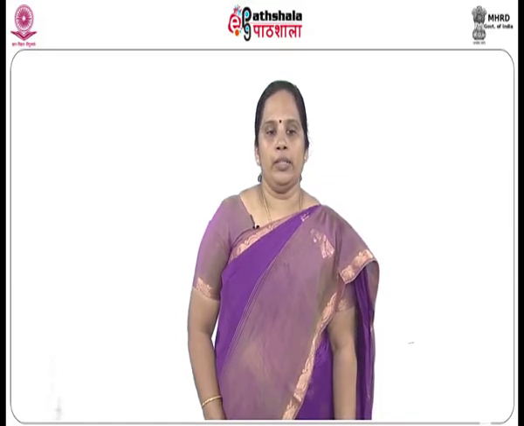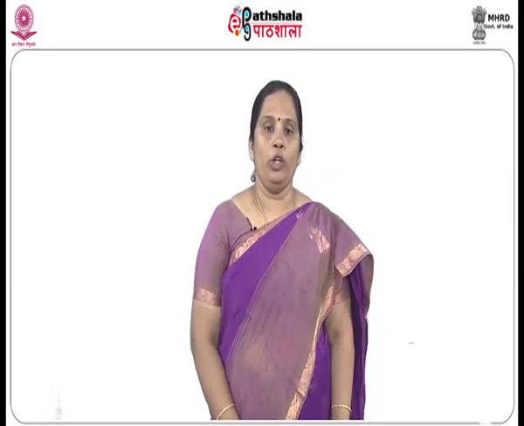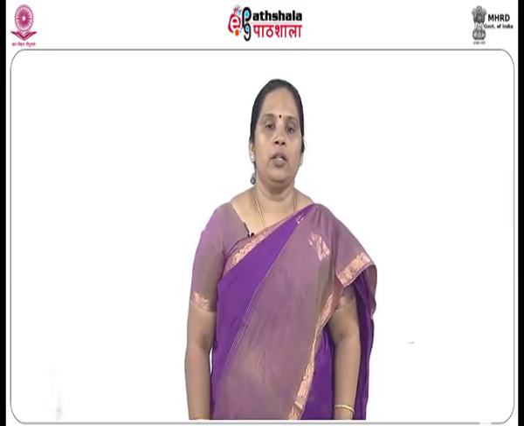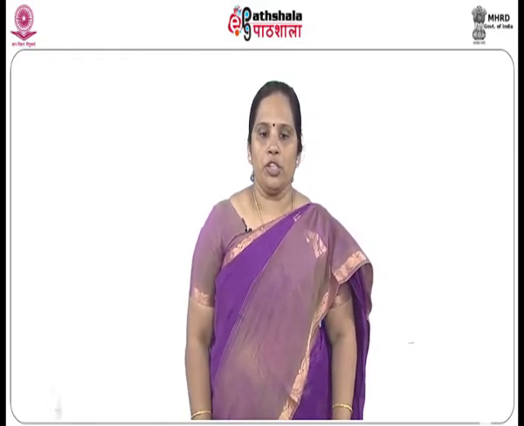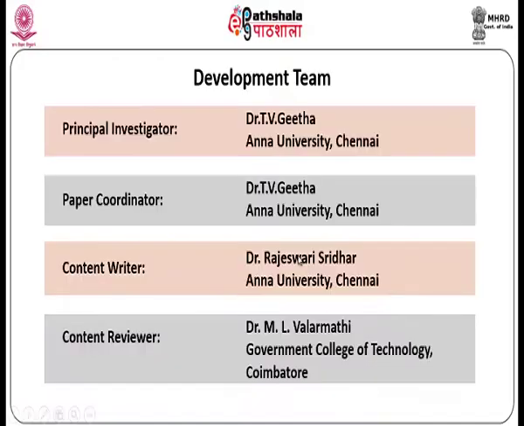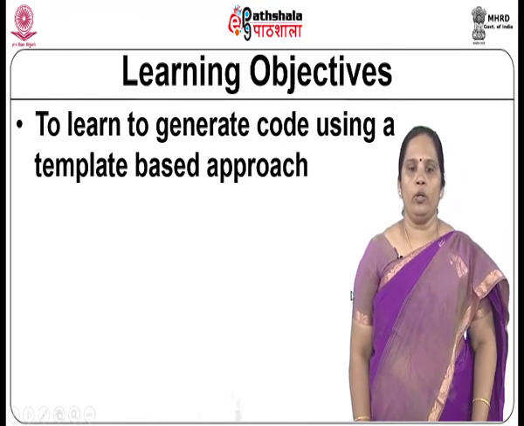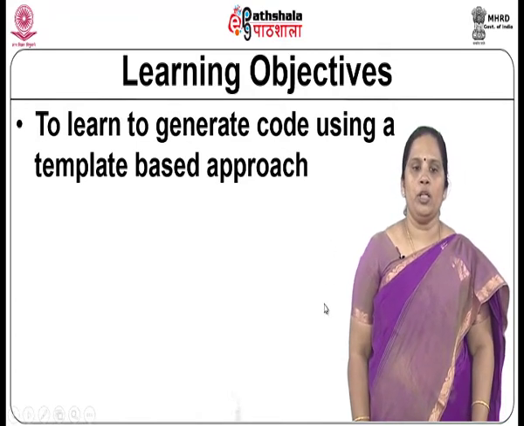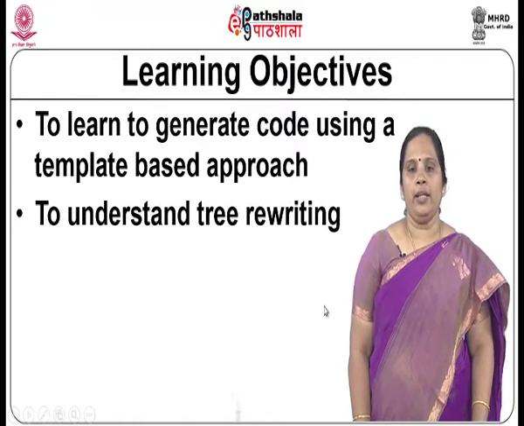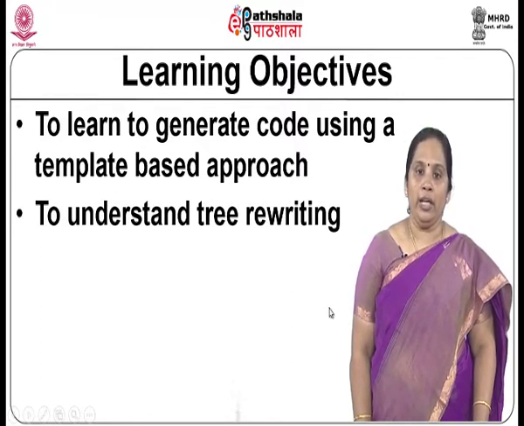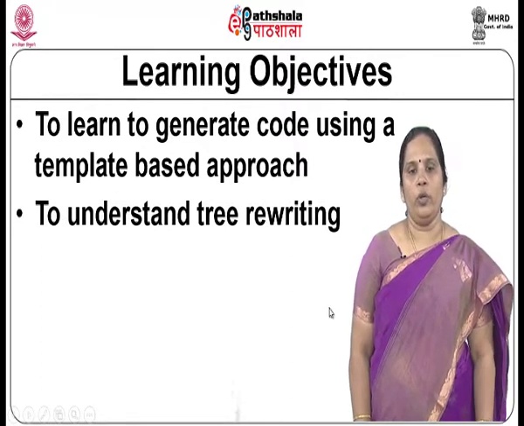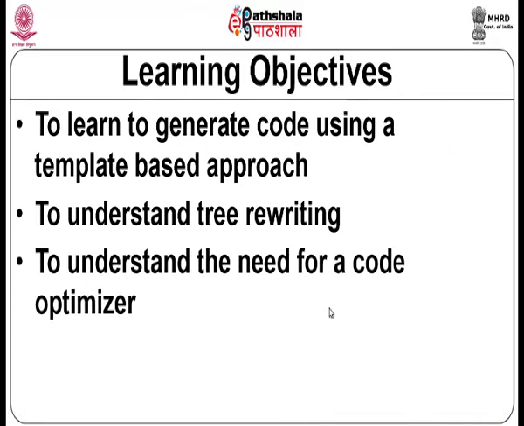This is the compiler design course and we are on module 33 to discuss code generation based on tree rewriting and an introduction to code optimization. The objectives of this module are to learn to generate code using a template based approach, to understand the need and how to do a tree rewriting, and to understand the need for a code optimizer in the phase of the compiler.